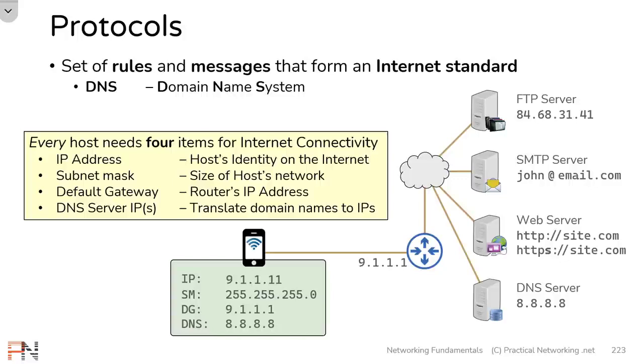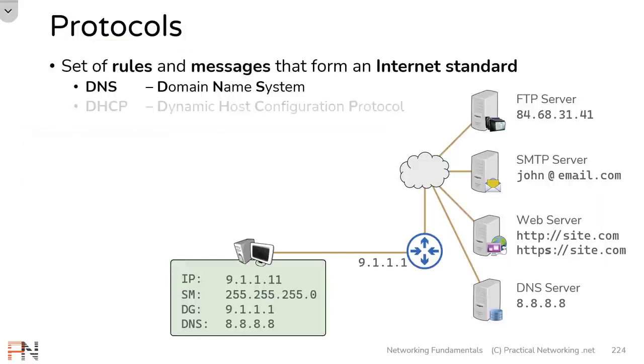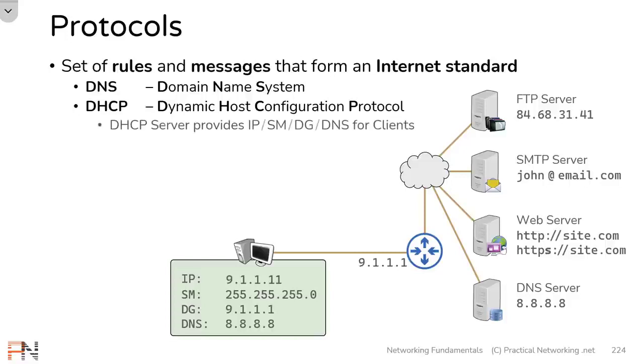Well, what's occurring behind the scenes is yet another important Internet protocol. And that Internet protocol is known as DHCP, the Dynamic Host Configuration Protocol. What DHCP does is it allows a DHCP server to provide an IP address, a mask, a default gateway, and a DNS server for any client.